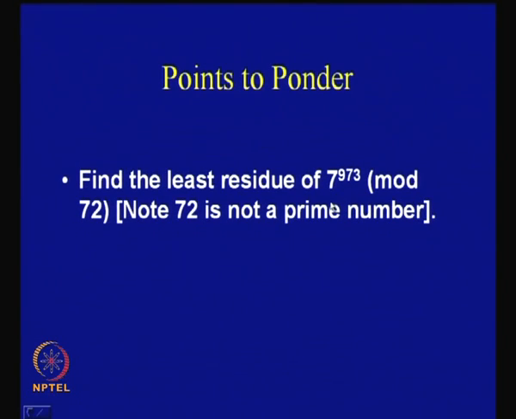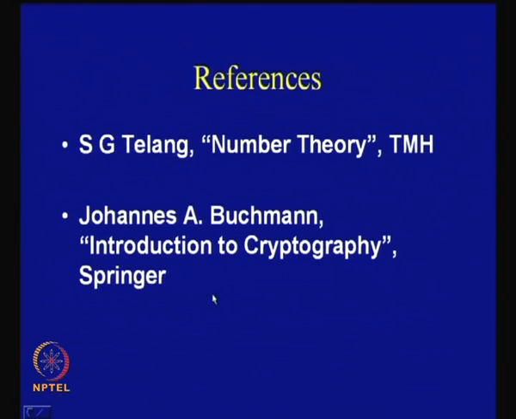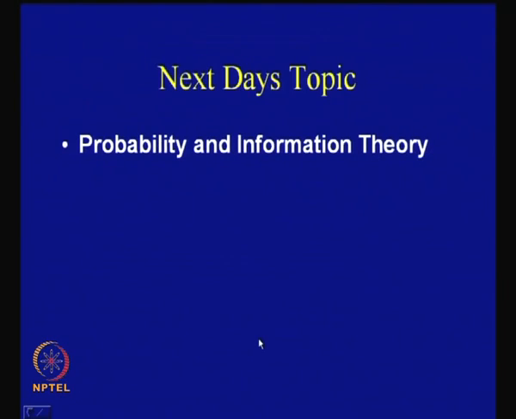Take this as an example exercise: find the least residue of 7 to the power of 973 modulo 72. Note 72 is not a prime number. So I conclude here, and we have followed these texts from Telang and from Buchmann for this part. Next day's topic will be probability and information theory.